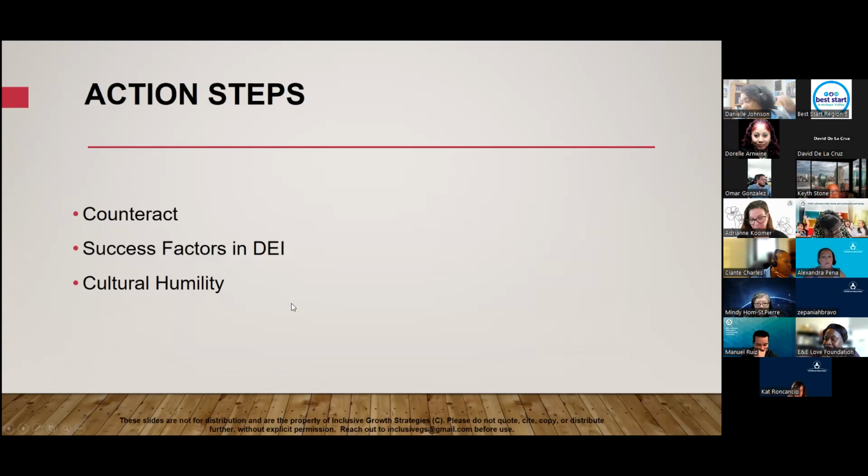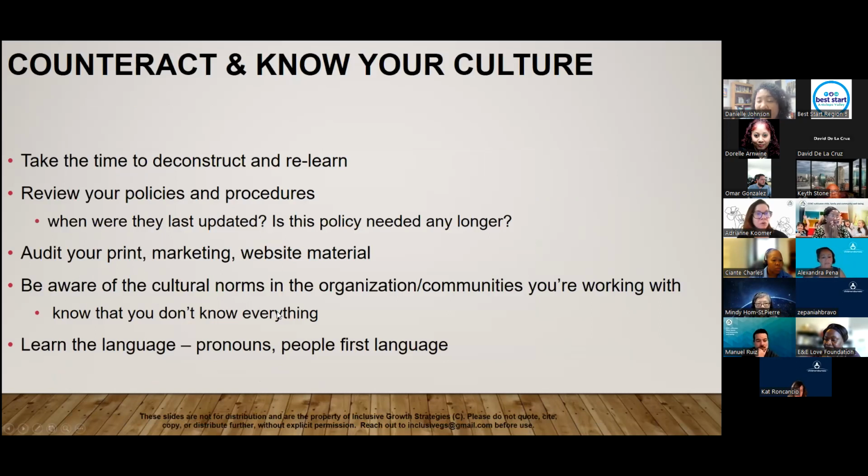Action steps. I want to hop into this because these are some important things, and hopefully you picked up some skills and things to utilize in your work today throughout. But here are some things that are a little bit more action oriented. Counteract and know your culture. Take the time to deconstruct and relearn. There's a lot of relearning we have to do, right?